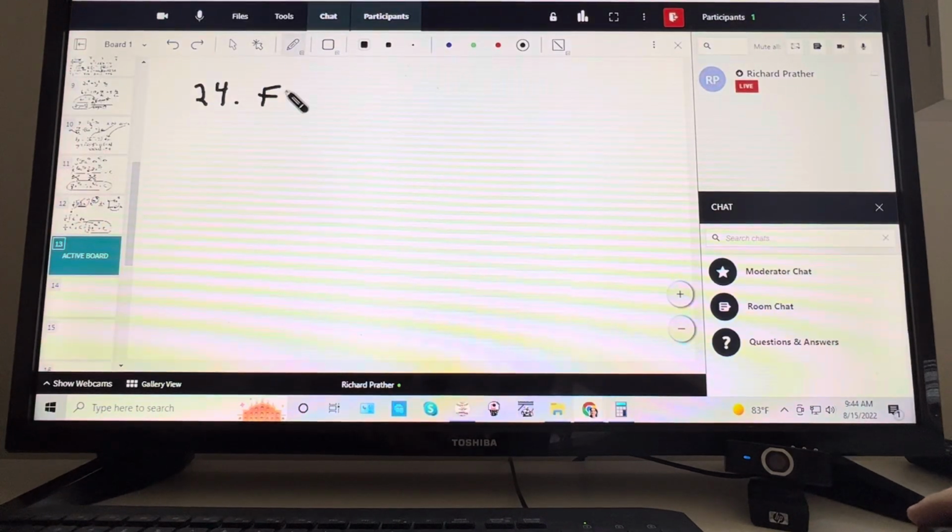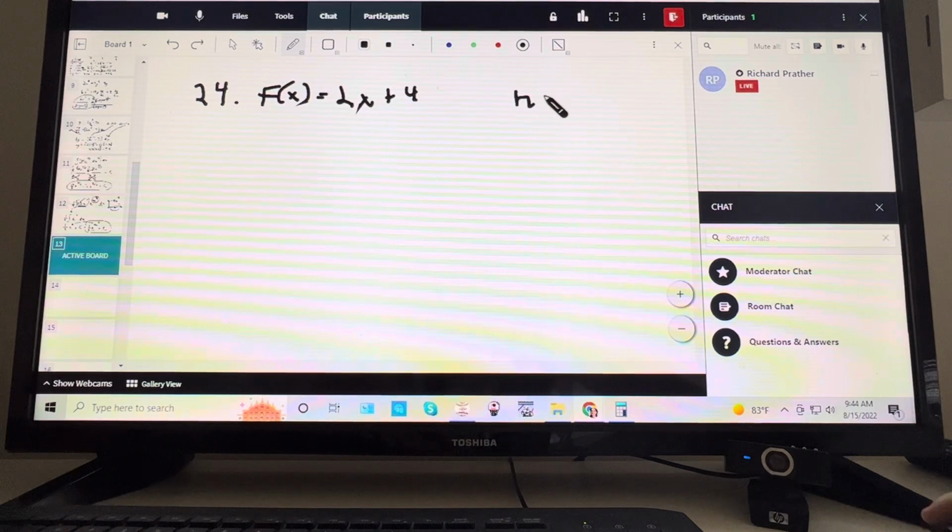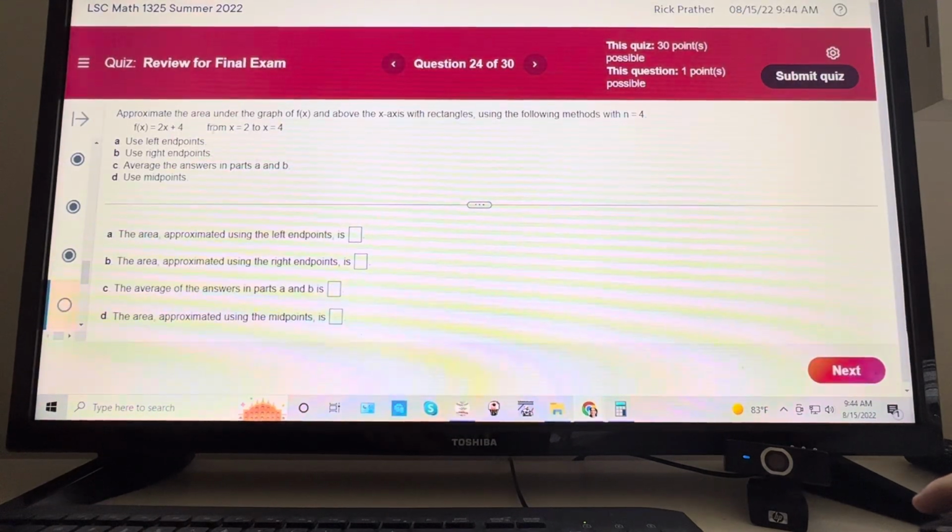So I have the linear function 2x plus 4. I want to have 4 rectangles. And I need to go from x equals 2 to x equals 4.